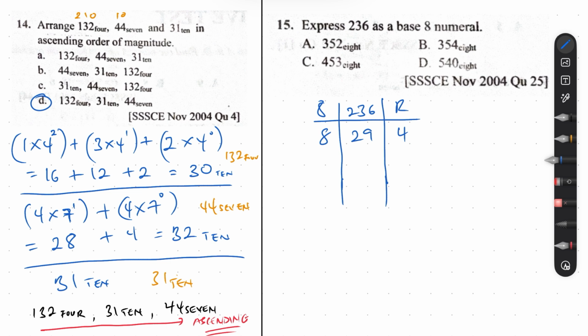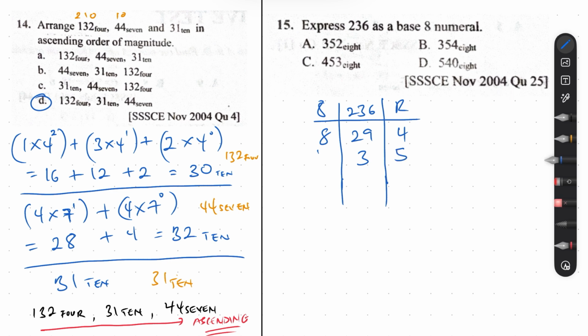Because 8 times 29 will give us 232. So 236, that will give us a remainder of 4. Okay, cool. So 8 goes into 29 how many times? 3. And that will give us 24. Okay, 29 minus 24 is 5. So the remainder is 5.